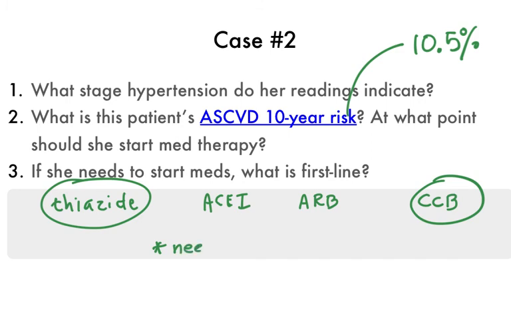Really, her cholesterol should also be addressed. I didn't ask you about that, but if you look at her lipid panel, she does have an issue there, and we probably need to talk about perhaps starting a lipid management medication as well. We'll talk about that at another time.